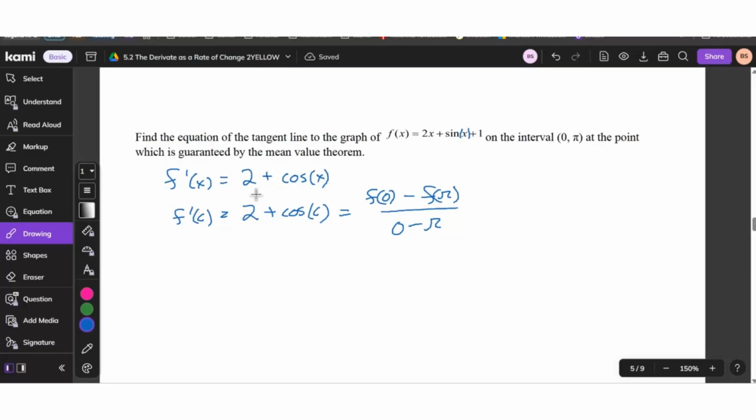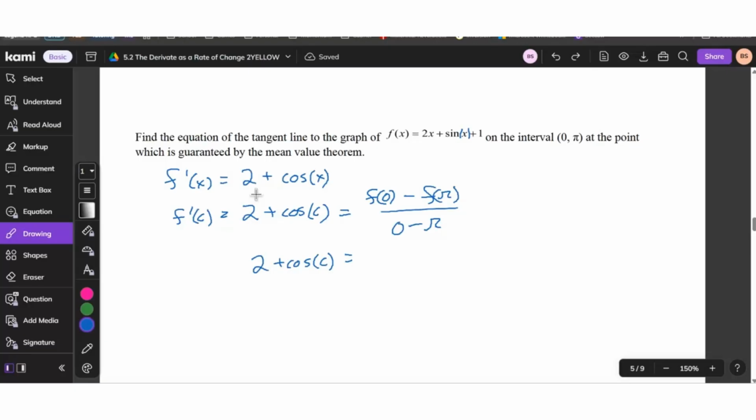All right, so then we get that 2 plus the cosine of c is equal to, what's f of 0 if I plug in 0 here? Well, that's easy, but what's sine of 0? What is the sine of 0? 0. It's 0 plus 0, so that's just 0 on top. At that point, does it matter what's going to be on the bottom? Oh, no, wait, sorry. Yes, it does.